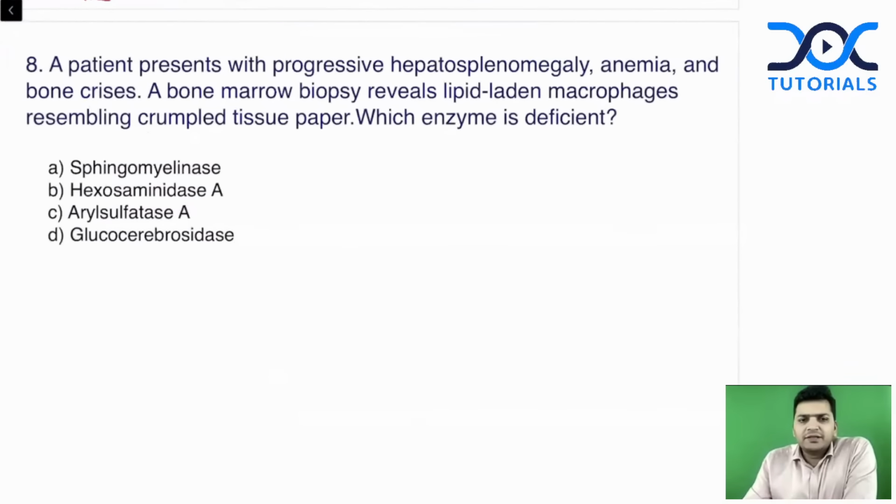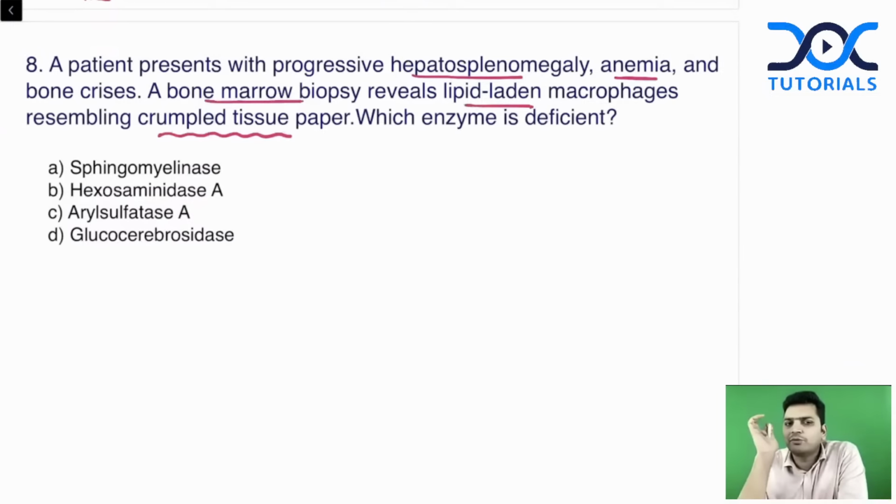A patient is presented with progressive hepatosplenomegaly. There is anemia, and on the bone marrow biopsy, lipid-laden macrophages were there. They were resembling a crumbled tissue paper appearance. The cytoplasm of the macrophages was looking like crumbled tissue paper, and that was a big enough hint, right? The diagnosis for this disease is going to be Gaucher disease.